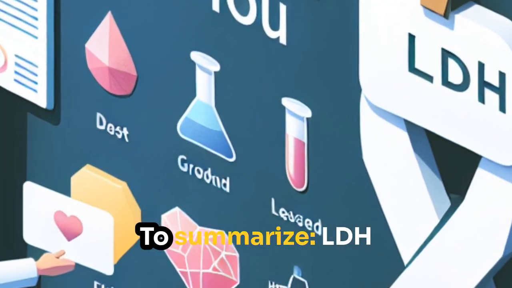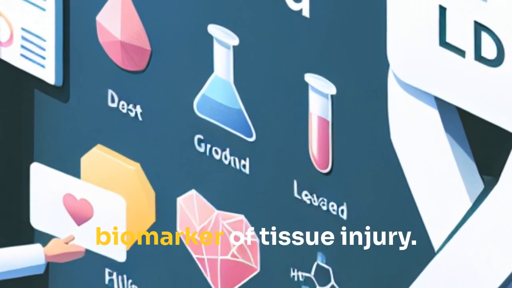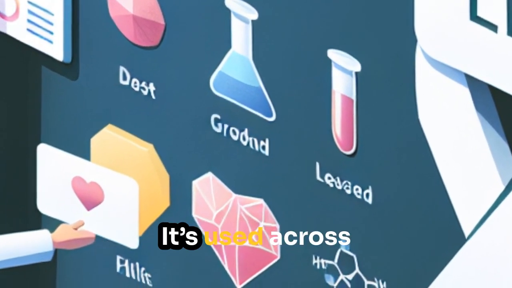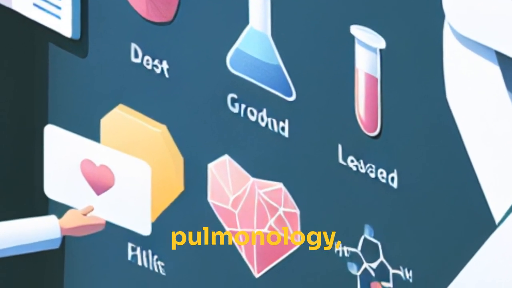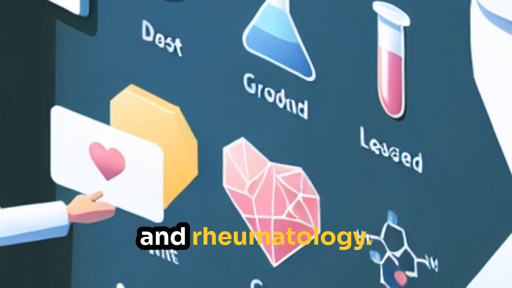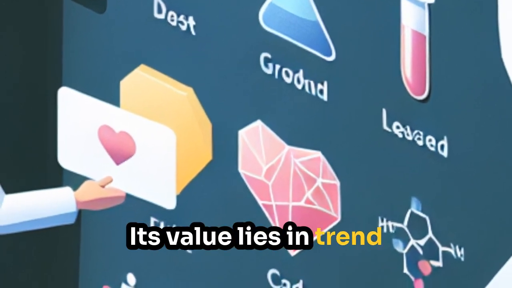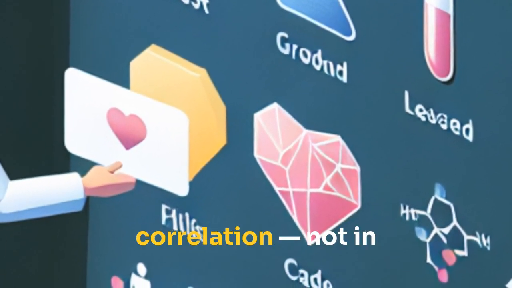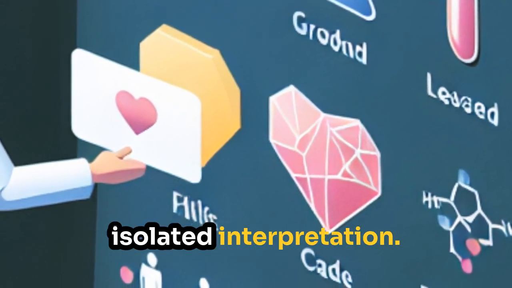To summarize, LDH is a broad-spectrum biomarker of tissue injury. It's used across oncology, hematology, pulmonology, infectious disease, and rheumatology. Its value lies in trend analysis and clinical correlation, not in isolated interpretation.